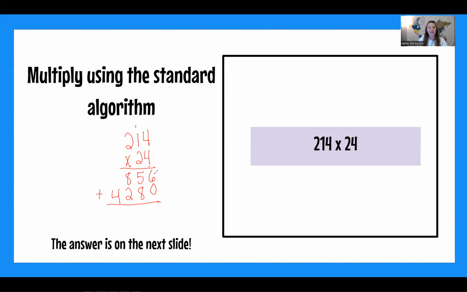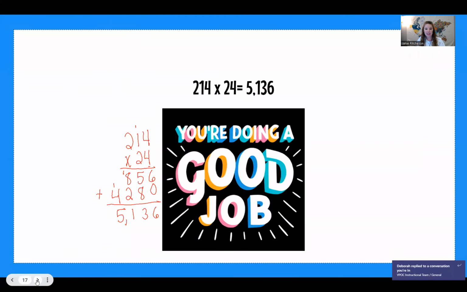And now we're adding. Start at the end. 6 plus 0 is 6. 8 plus 5 is 13. Carry the 1. 8 plus 2 is 10, plus 1 is 11. Carry the 1. And 1 plus 4 is 5. So 214 times 24 is 5,136. See if we got it right. Yeah, we did.